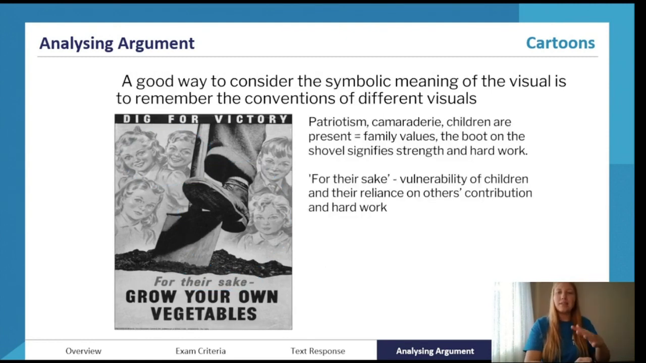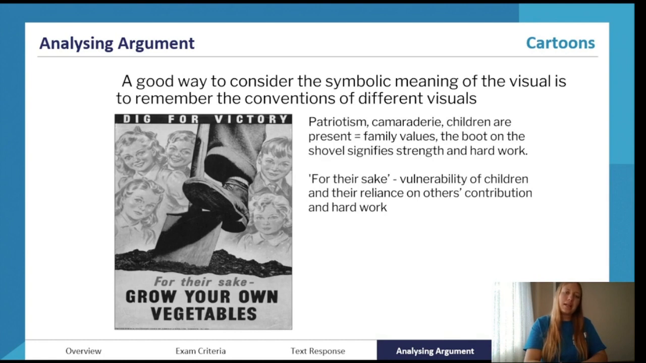So what do we see overall? What are the things we can analyze for this image? And a lot of these are things that I've said. Patriotism, dig for victory, for their sake, and family, that it revolves around patriotism. Children are present, so family values, appeal to family values. The boot on the shovel also signifies strength and hard work. For their sake, vulnerability of children, and their reliance on others' contribution and hard work.